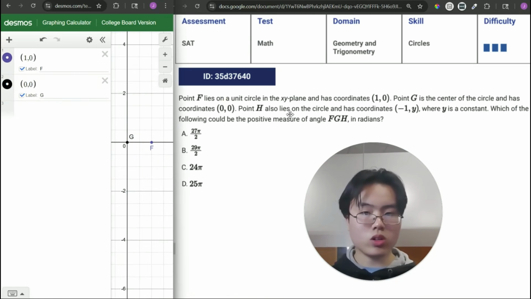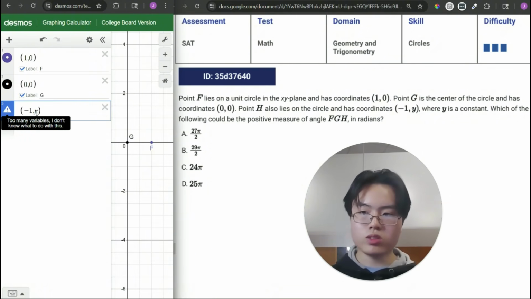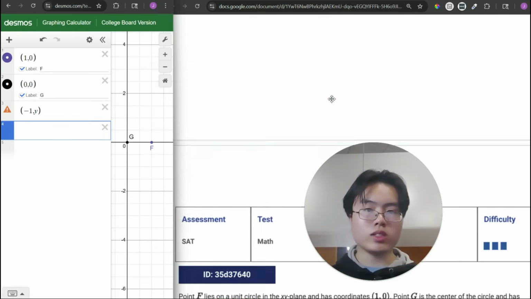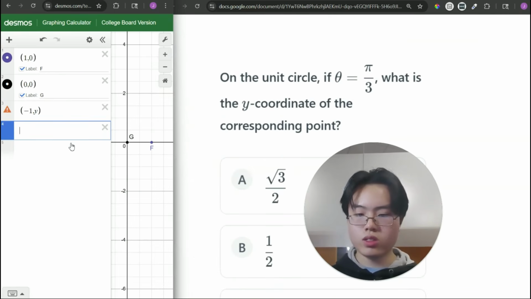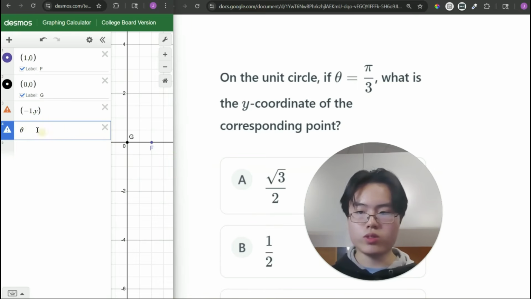Point H also lies on the circle and its coordinates are -1, y. Okay, so you can only put in constants, meaning you can't put any variables in points. So I'm not going to just type in y because it won't work. It says y is a variable, x and y is a variable. Also, theta is a variable. That's why I didn't use theta when I was doing this. You can actually type in theta. You don't need to use this on the SAT ever. I just want to let you know in case you typed in theta when solving this question.